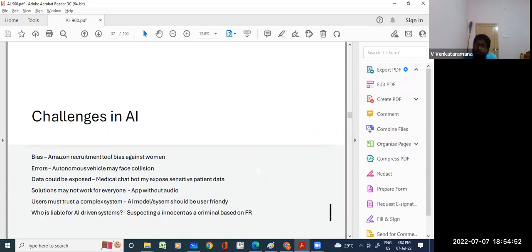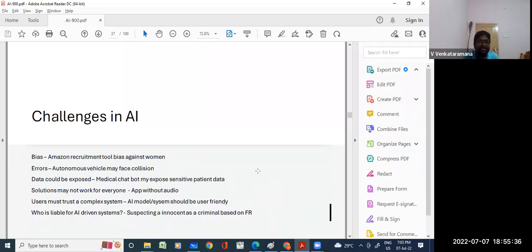Solutions may not work for everyone. You develop an application, it may not work for everyone. Suppose you develop one application for currency note recognition, let us assume. You forget to include the audio output. Then what is the purpose? If there is no audio, how will visually impaired people get that information? So make sure that it will work for as many people as possible, with a variety of customers as much as possible.